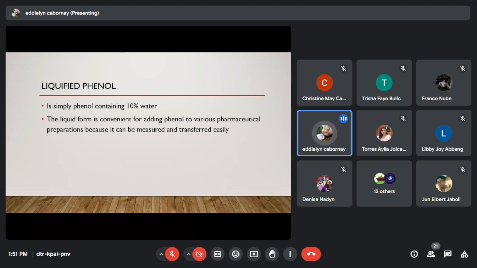So we have the liquefied phenol. It is simply phenol containing 10% of water. The liquid form is convenient for adding phenol to various pharmaceutical preparations because it can be measured and transferred easily.